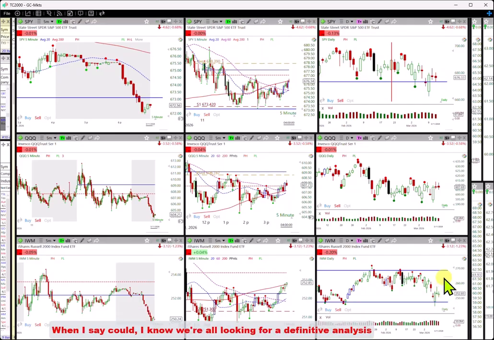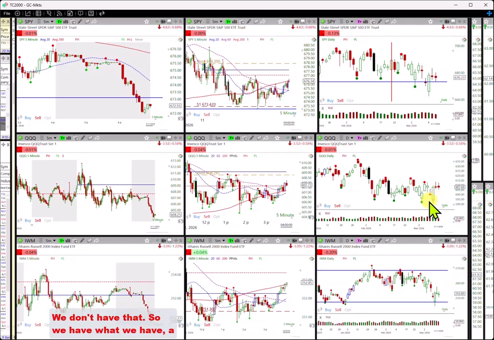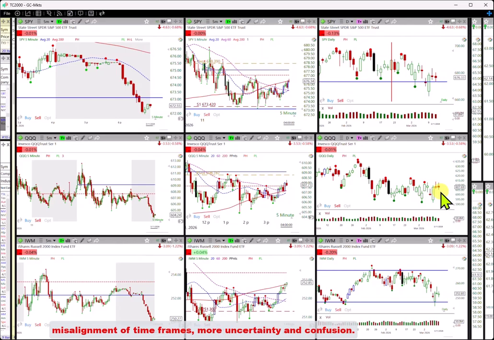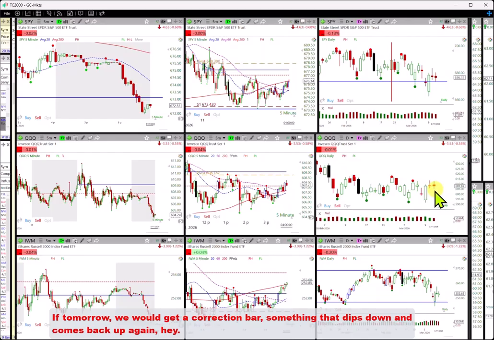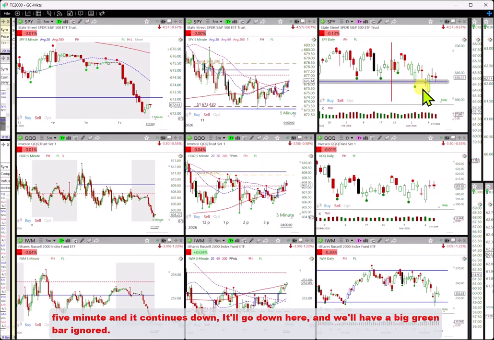When I say could, I know we're all looking for a definitive analysis of what's going to go up or down or sideways at the time. We don't have that. So we have what we have, a misalignment of time frames, more uncertainty and confusion. If tomorrow we were to get a correction bar, something that dips down and comes back up again, hey, we're going to be saying go long above the highs. If it rolls over, as I showed you on the 65-minute, it continues down, it'll go down here and we'll have a big green bar ignored. So we're in collection mode of information, bar by bar, to see where things are going to go.